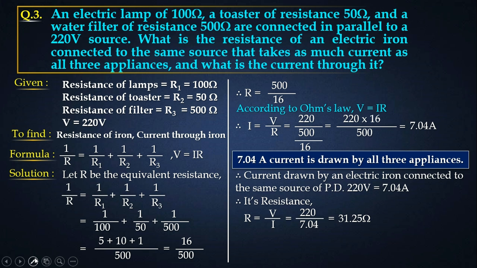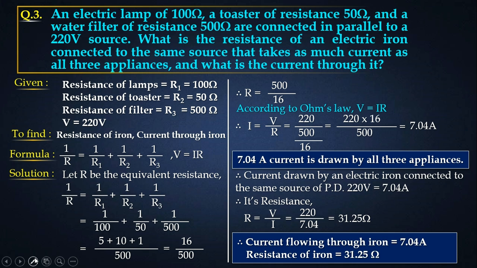Is that right? So both are the same, 500 by 16 and this one. Both are equal only. Okay. So the resistance of the iron box is 31.25 ohms and the current that flows through the iron is 7.04 amps. If you have not understood this question, you can read the question carefully.